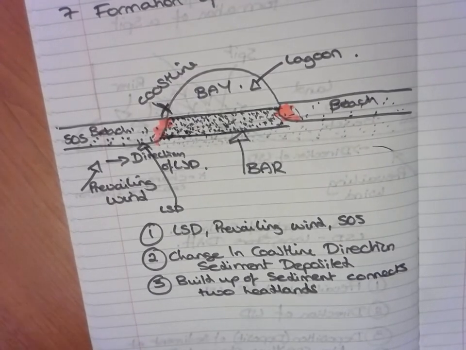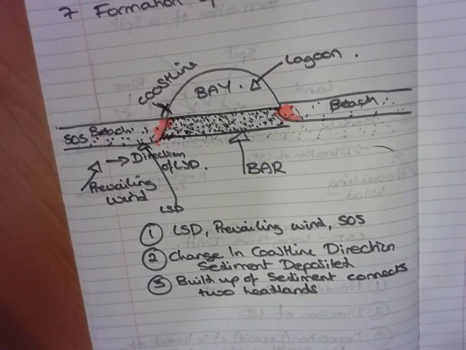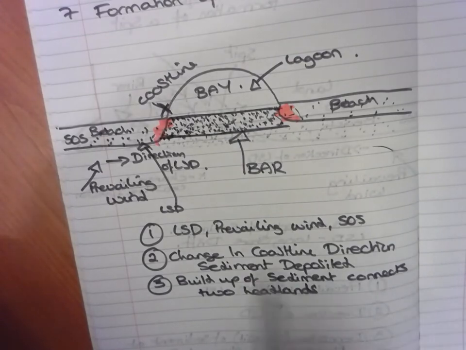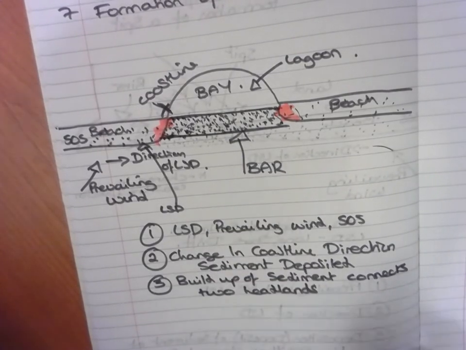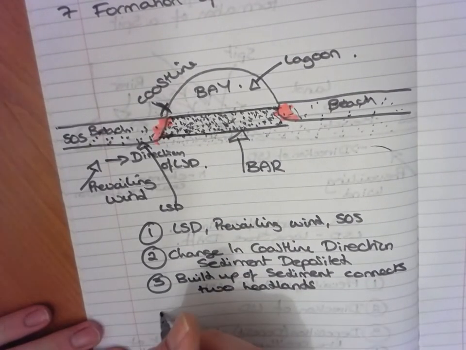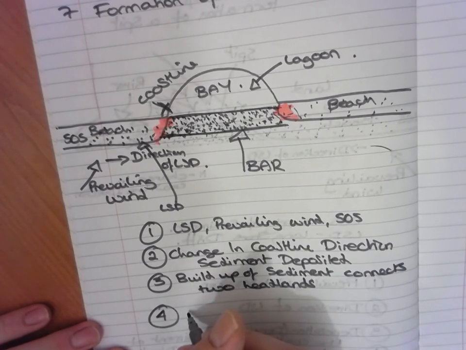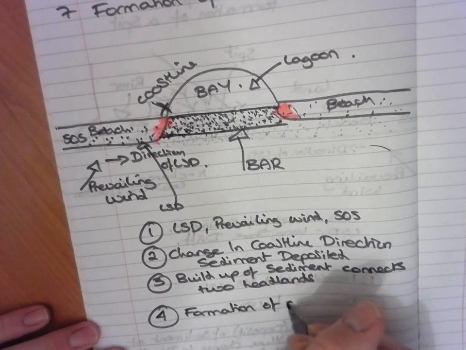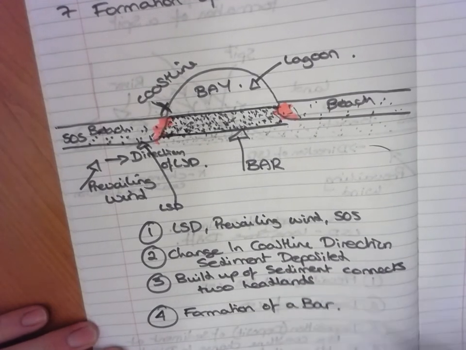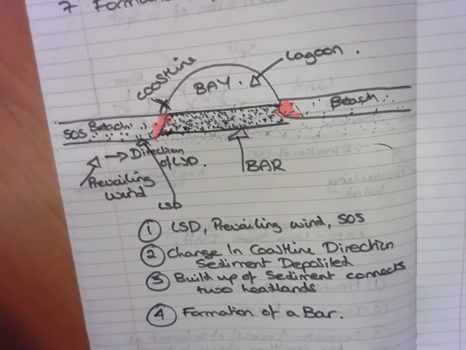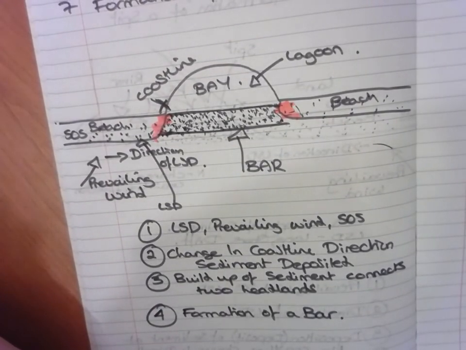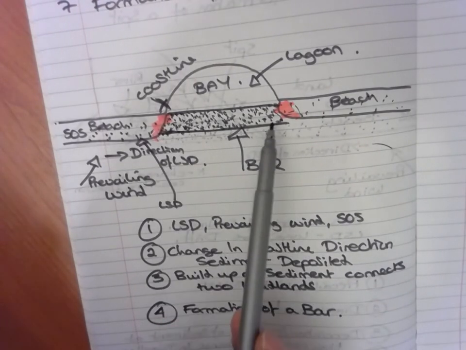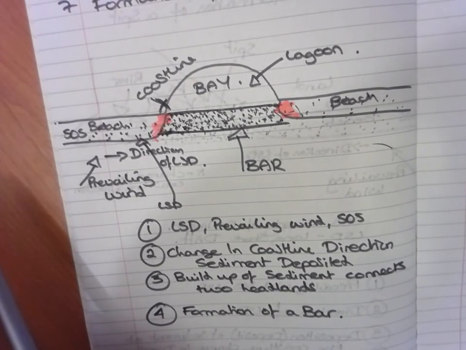If it did not connect both headlands together, you would still be left with a spit. Okay, so once the two headlands are connected, you get the formation of a bar. So very key similarities between that and the formation of a spit, with the only difference being the connection of the two headlands.